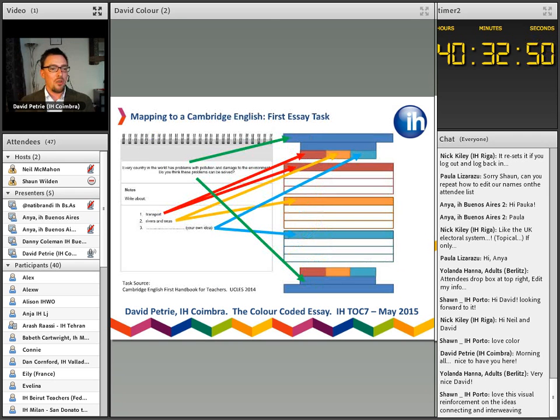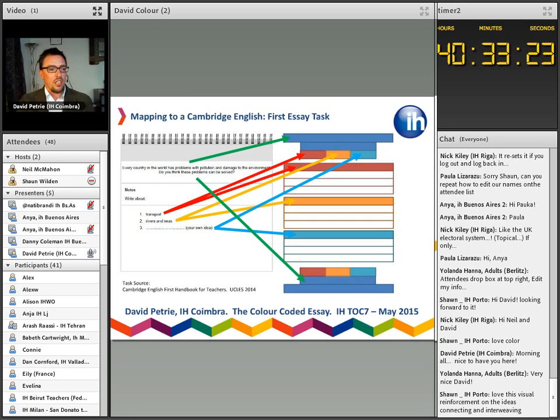But if you map it to a Cambridge First essay task, it looks a bit like a battle plan. But broadly speaking, the information is all there in the question. So the students don't really need to do much more than think about the template and then map the question to the template. So if you look at that first sentence there, this is excerpted from the First Certificate Handbook. Other essay questions are available.